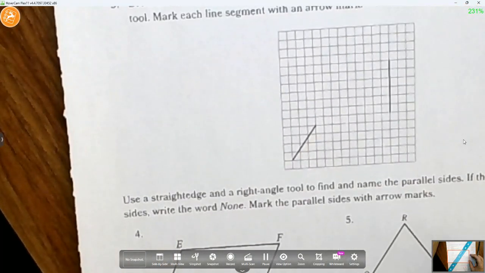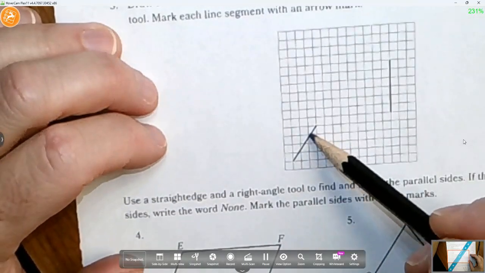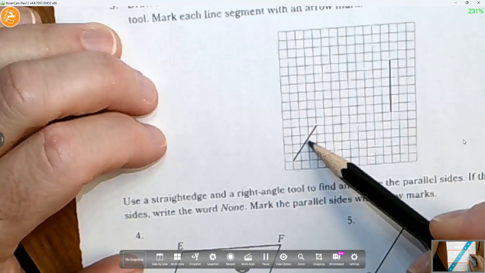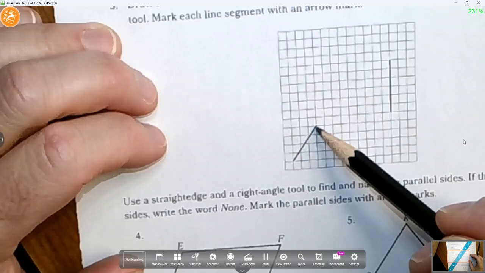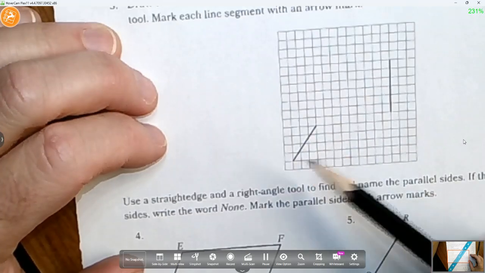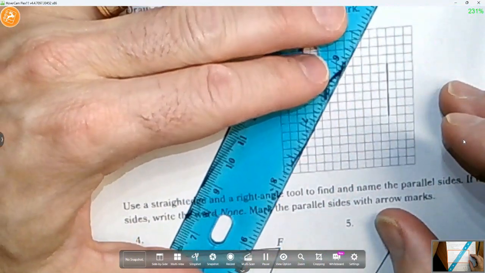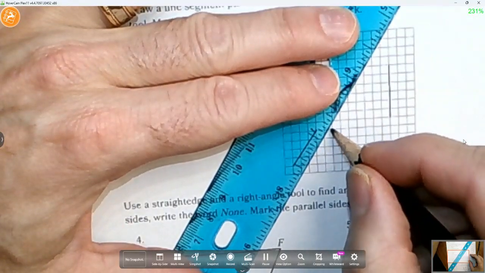They give you grids. If you look on these grids, this line here is going pretty much from 1, 2, 3, 4. We're going about 4 squares. We're starting at the corner of that one. We're ending at the corner of that one. Let's just try to get something close to that, right? It doesn't have to be the same. It has to be parallel.